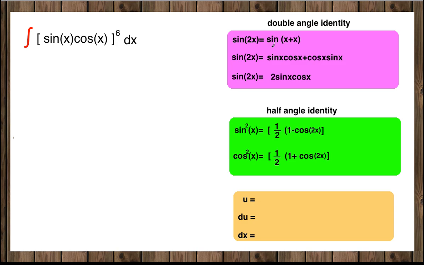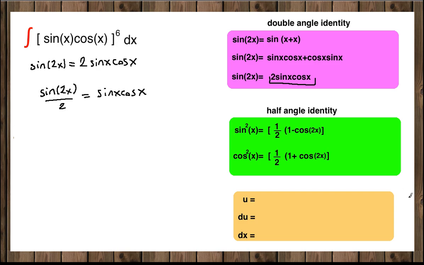So we have three different kind of double angle identity for sine of 2x, but we are going to utilize this one because it appears in our problem, sine x times cosine x. So we know that sine of 2x is equal to 2 times sine x cosine x by the double angle identity. Now let's divide both sides by 2. So sine of 2x over 2 is equal to sine x cosine x. This is exactly what we needed because it appears in our problem. Now we're going to substitute sine x cosine x by sine of 2x over 2.